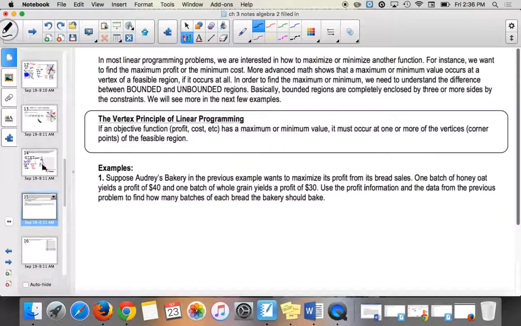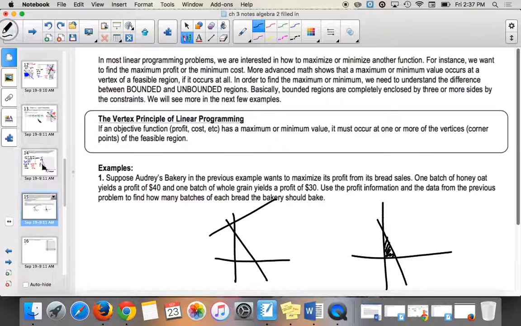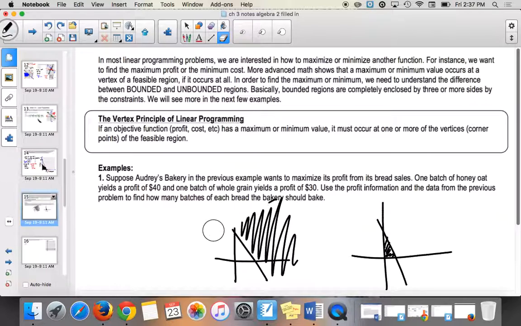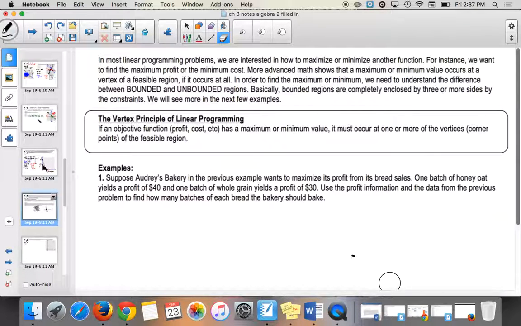So in order to find the maximum or minimum, we need to understand the difference between bounded and unbounded regions. So sometimes maybe we have three lines and they're intersecting like that. That would be a bounded region. Do you guys see that? There's like walls on all sides. You could put a fence around that, right? But if I have something like this, that is unbounded. You can't put a fence around it, okay? So sometimes there is no maximum because there's no corner points on the edge. Okay, so we'll talk about one like that. So it says we're going to see some of these examples. So the vertex principle just basically says if there is a maximum or minimum value, it happens on one of the corner points.